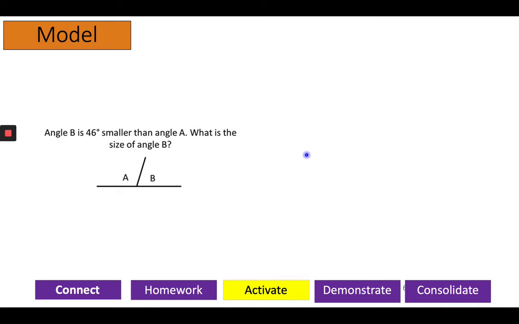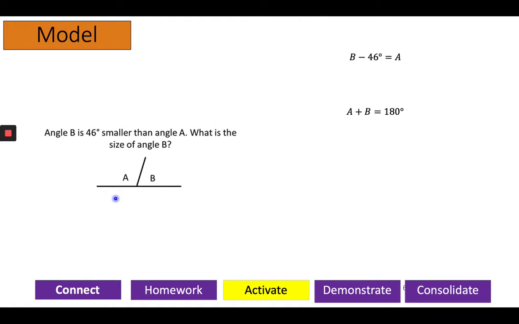For a question like this, we will need to recall our algebraic rules. The question is, angle B is 46 degrees smaller than angle A. So what is the size of angle B? We can see here that angle B minus 46 degrees must equal angle A, because it is 46 degrees smaller than angle A. We know that angle A plus angle B has to be 180 degrees because it is on a straight line.